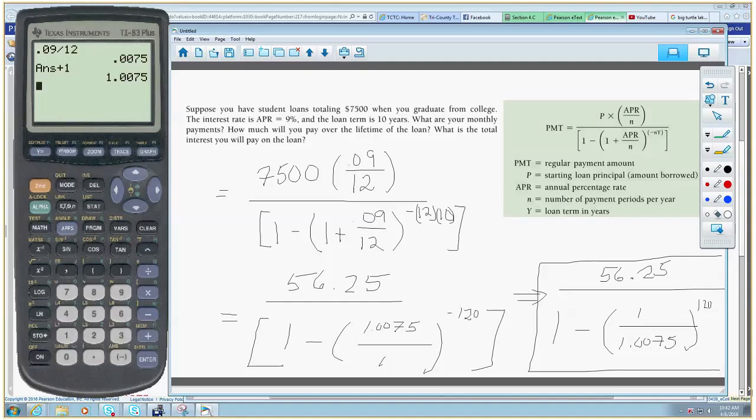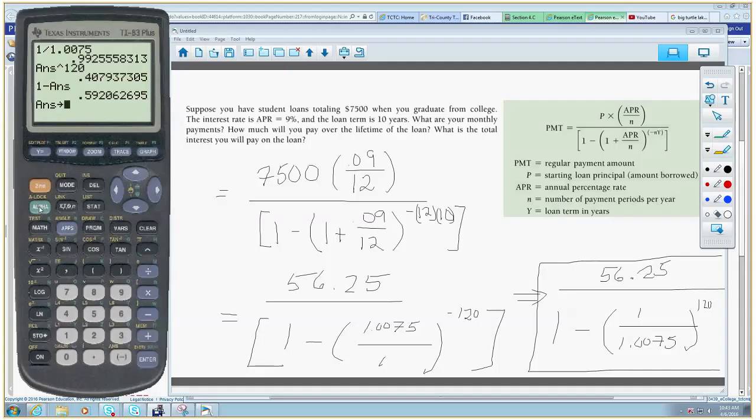So I take my handy dandy calculator and now I clear it and I say 1 divided by 1.0075 is equal to that number. I'm going to raise that to the 120th power. That's going to give me that. And then I'm going to subtract that from 1. I get that number. And that's my denominator. Store it in alpha D. Now what do I do? Alpha N, the numerator, divided by alpha D. And that's equal to $95 a month.